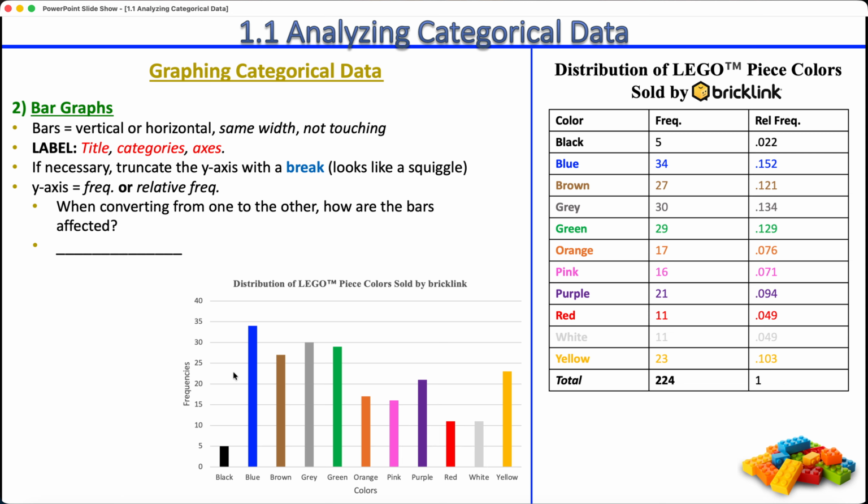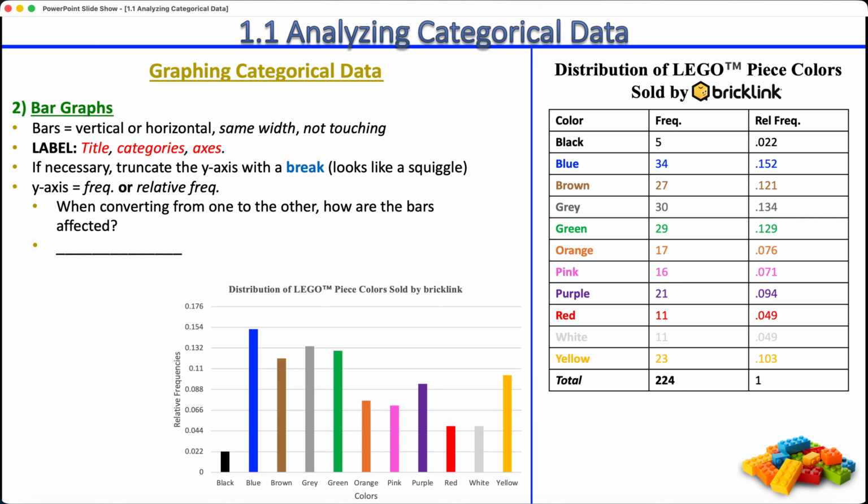So here the y-axis is the frequencies. We just have the raw counts. But a question for you. If I did want to represent the y-axis as the relative frequencies instead, the percentages of the whole, how would converting that actually change the graph? Well, if you're done thinking about it, I'll just straight up show you.